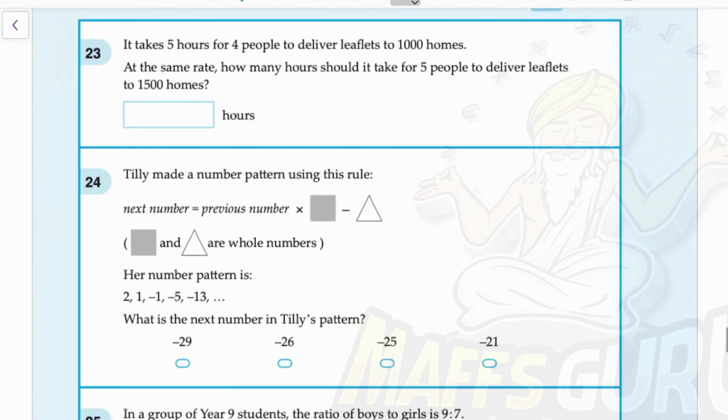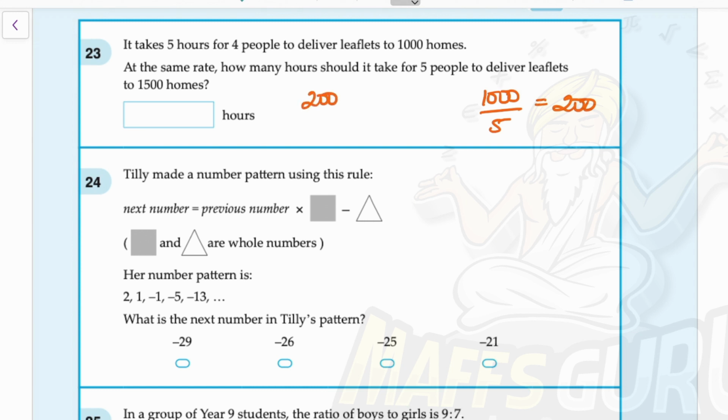It takes 5 hours for 4 people to deliver leaflets to 1,000 homes. At the same rate, how many hours should it take for 5 people to deliver leaflets to 1,500 homes? I'm going to be honest with you, I hate these questions. Actually, let's think about it now. We've got 4 people, 5 hours, so 1,000 homes divided by 5 hours means they did 200 homes per hour.